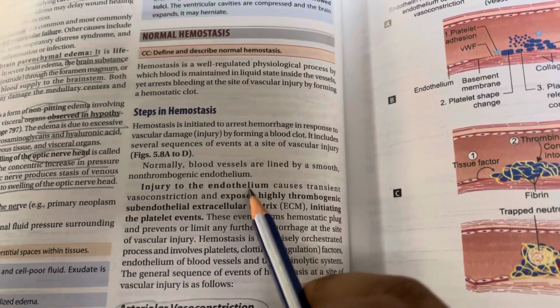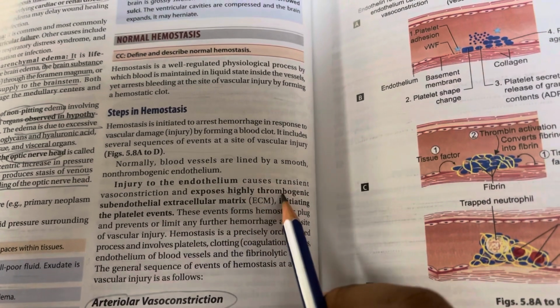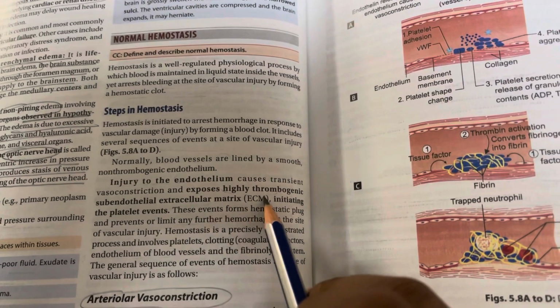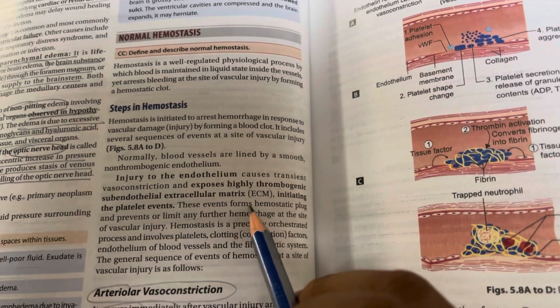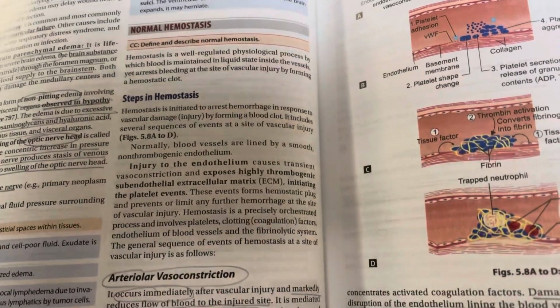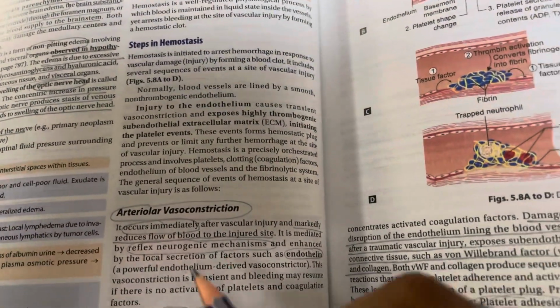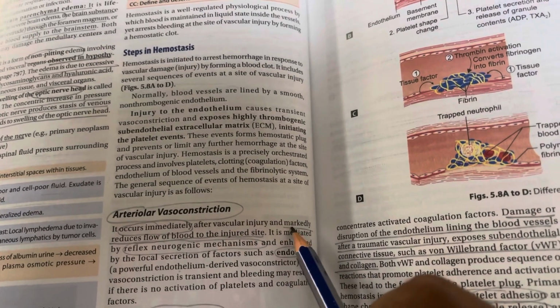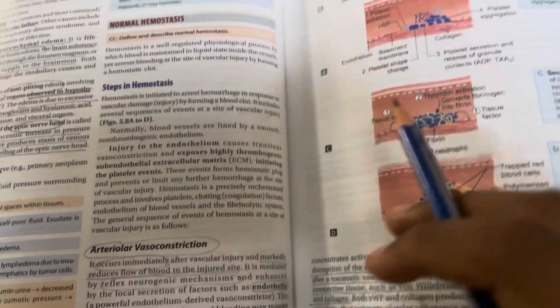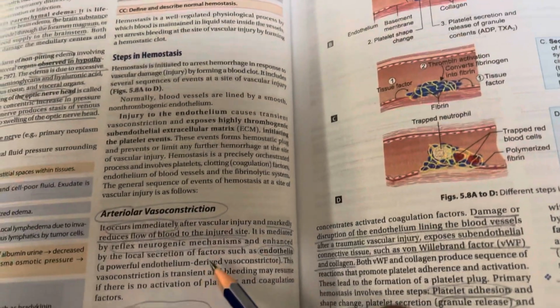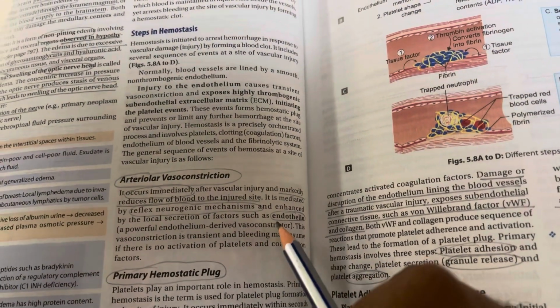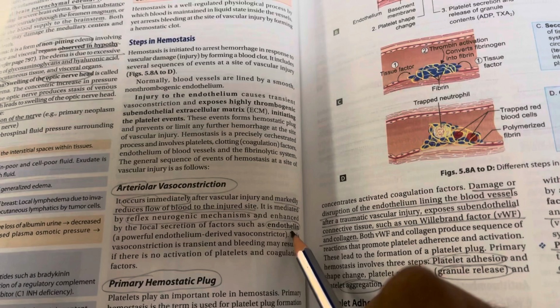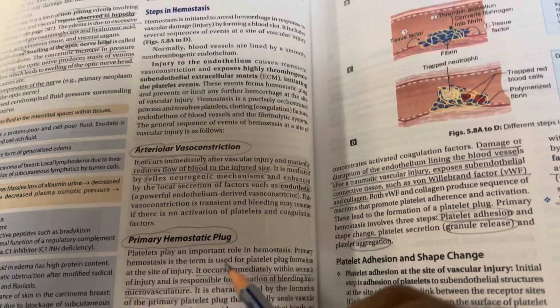So first, whenever there is injury to the endothelium, there is exposure of the highly thrombogenic subendothelial extracellular matrix, which has collagen and von Willebrand factor, which causes platelets to come to the site. So before that, first, whenever there is injury, there is immediate reflex neurogenic mediated arteriolar vasoconstriction. It is a neurogenic reflex process, and it also causes secretion of endothelin, which causes vasoconstriction at the area.